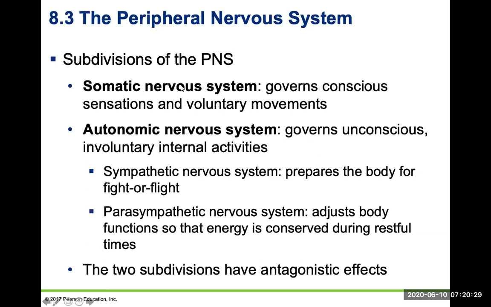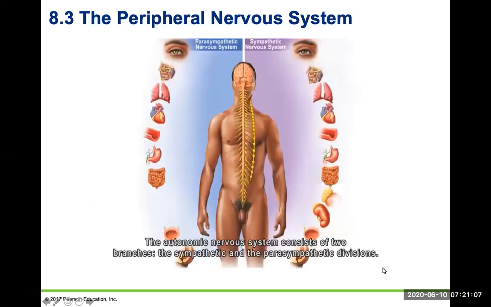Subdivisions of your peripheral nervous system, we can have your somatic or autonomic. The somatic nervous system governs all conscious sensations that you perceive consciously and everything that you control voluntarily. The autonomic nervous system governs unconscious and involuntary internal activities. And again, the sympathetic nervous system prepares the body for emergency situations, and your parasympathetic nervous system adjusts the body functions so that energy is conserved during restful times. And the two subdivisions have antagonistic effects, meaning they'll oppose each other. Here's a great look at the peripheral nervous system and the two branches.